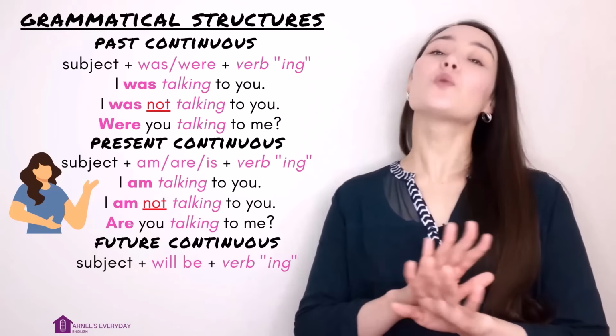Future perfect. Subject, will have plus past participle. Again, the good news is we use will have for all subjects. I will have eaten at Rosario's. I will not have eaten at Rosario's. Will you have eaten at Rosario's?